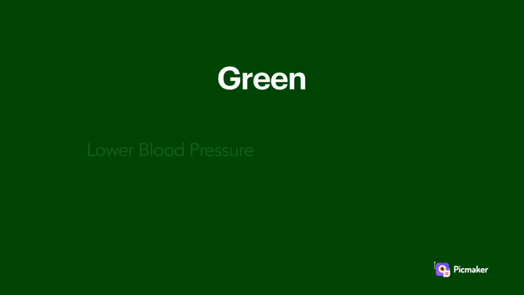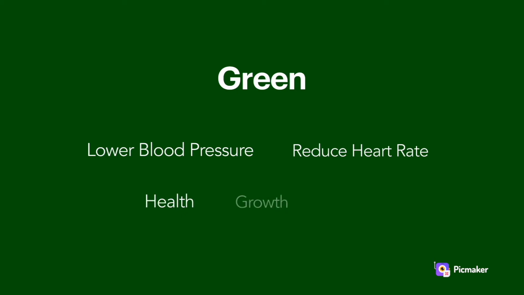Green is known to lower blood pressure and heart rate in viewers. If you have products related to health, growth, and wealth, you can use this color on your product listings and social media graphics.